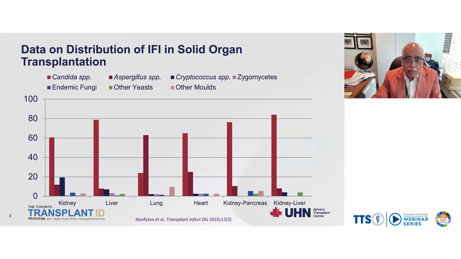When you look at the distribution of IFI among the solid organ transplants, this is from the Pathways data, slightly older, but the recent cohorts also follow the same pattern. Lung transplant patients are unique in a sense that they have the highest incidence of invasive aspergillosis as compared to other solid organ transplant recipients.